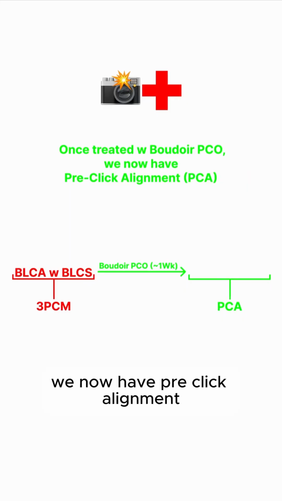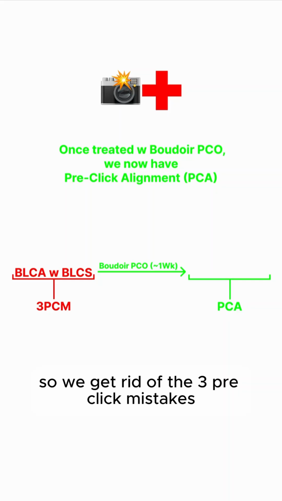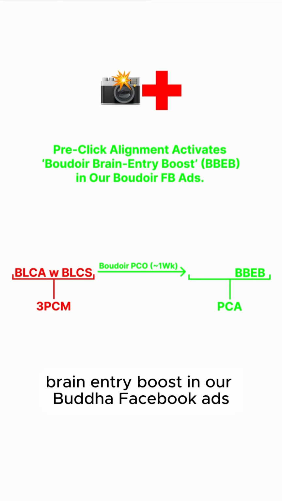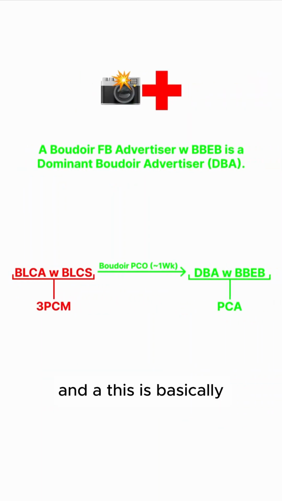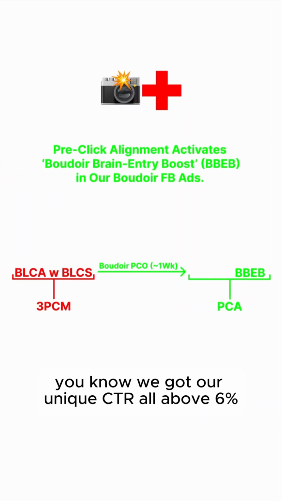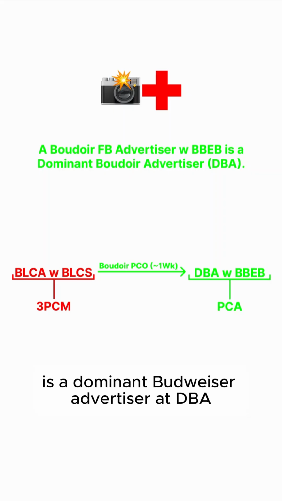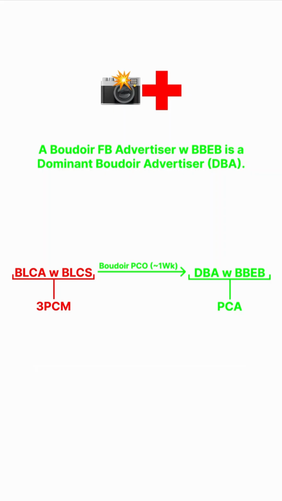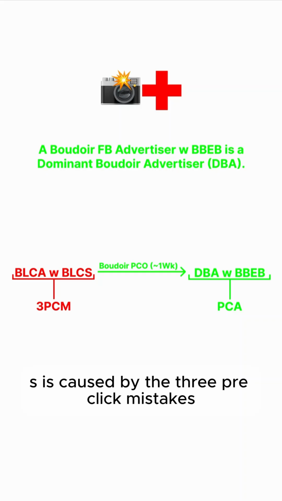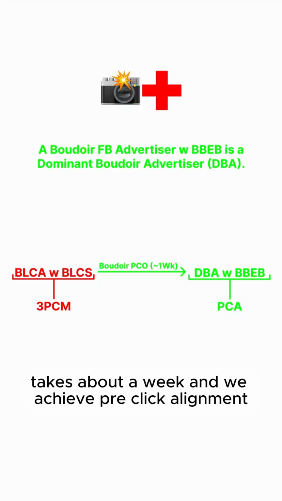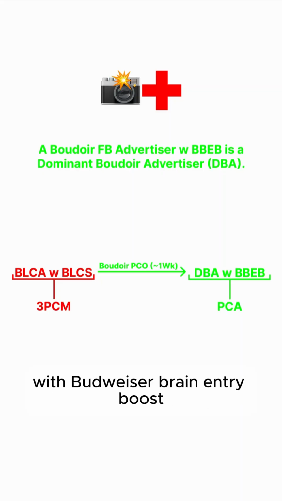Now, once treated with Boudoir Pico, we have pre-click alignment. So we get rid of the 3 pre-click mistakes, and we now have pre-click alignment. And pre-click alignment activates Boudoir brain entry boost in our Boudoir Facebook ads. Basically, we got our unique CTR all above 6%. And a Boudoir Facebook advertiser with Boudoir brain entry boost is a dominant Boudoir advertiser, a DBA. So we got our full universe here. A BLCA with BLCS is caused by the 3 pre-click mistakes. That's fine, easy enough. Treated with Boudoir Pico, takes about a week, and we achieve pre-click alignment. We become a dominant Boudoir advertiser with Boudoir brain entry boost.